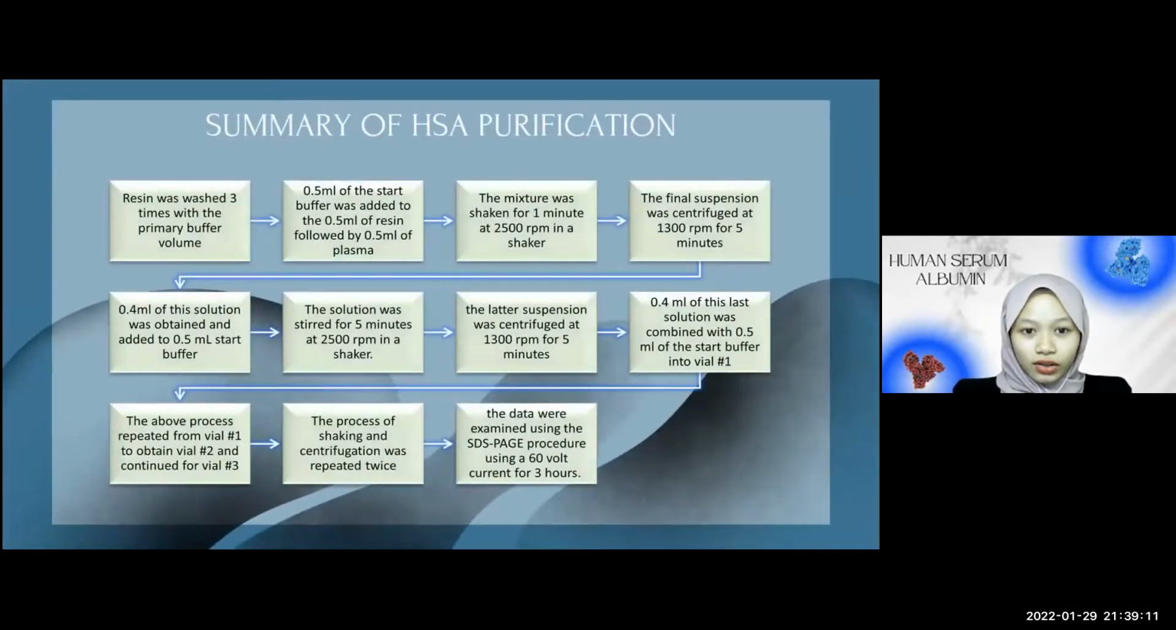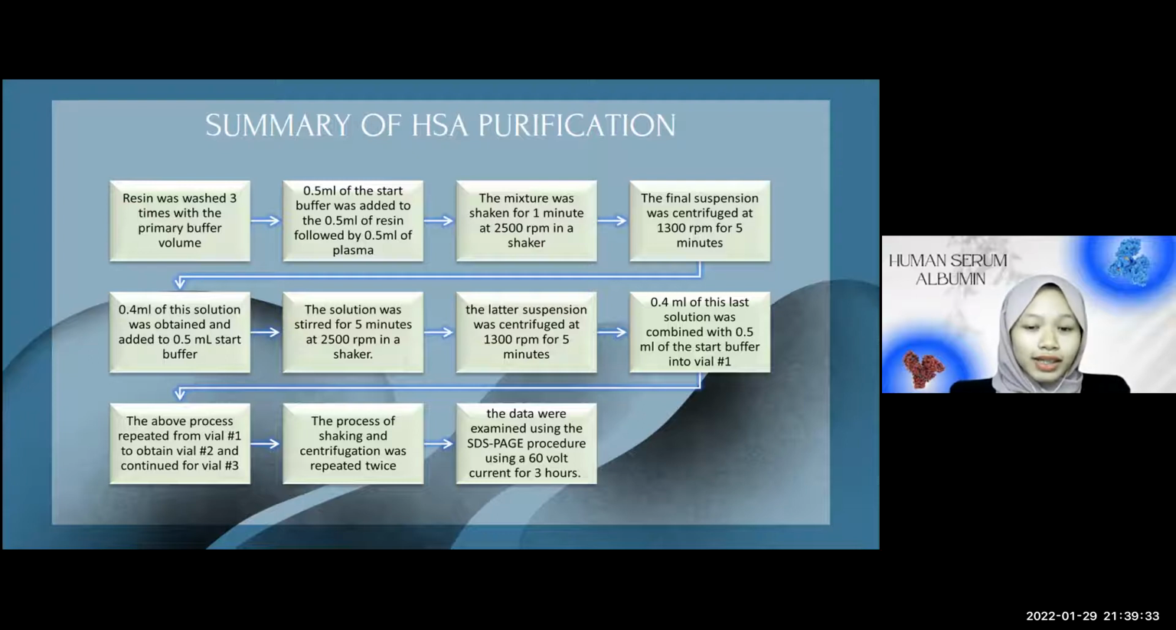Summary of the technique of albumin purification. After the preparation of the buffer is done, the resin was washed 3 times with the primary buffer volume. Then the sub-buffer was added to the resin, followed by plasma. The mixture was shaken for 1 minute at 2,500 rpm in a shaker and centrifuged at 1,300 rpm for 5 minutes. This is to obtain the yielding supernatant, and the rest was wasted.